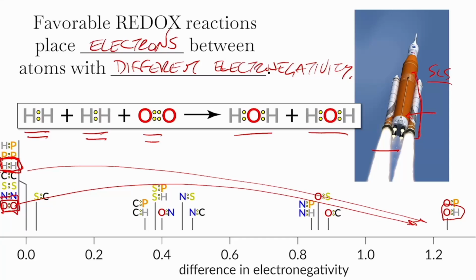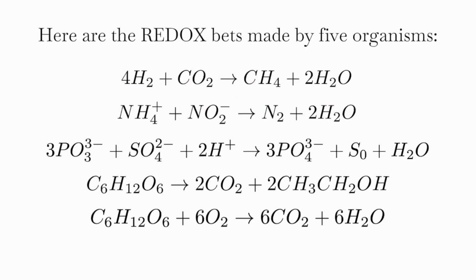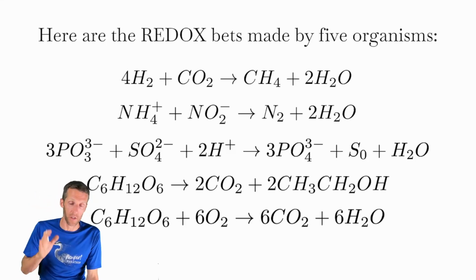Okay, so that's the logic of redox reactions and how cells are going to use them. Now what I'd like to do is dig into a collection of different biological redox reactions to understand what's happening there. So here is a set of 5 different redox reactions that are done by different organisms.